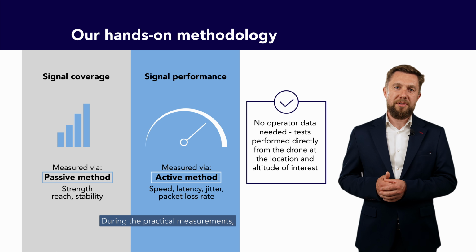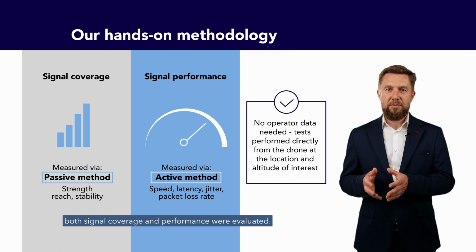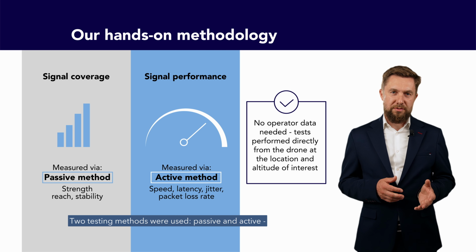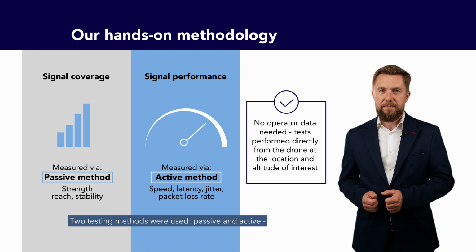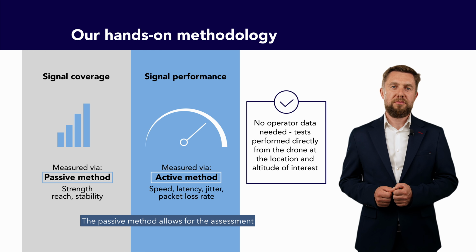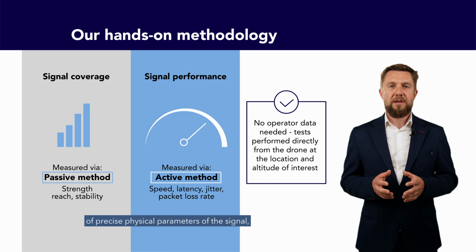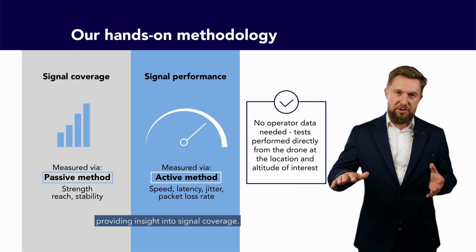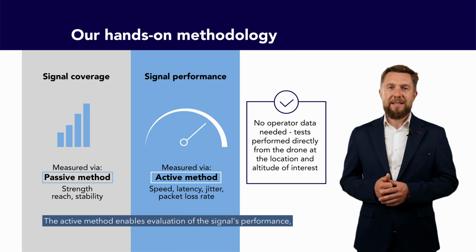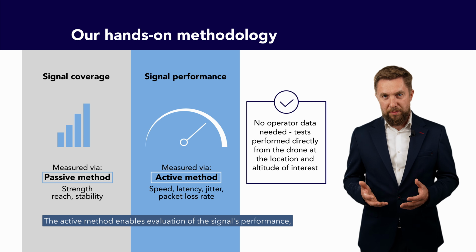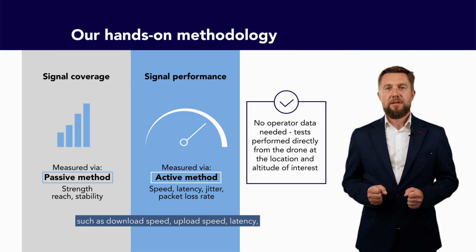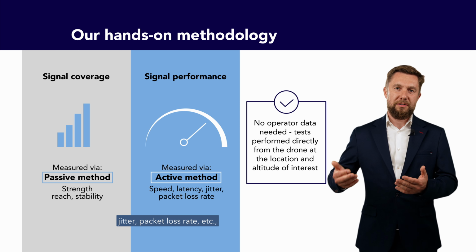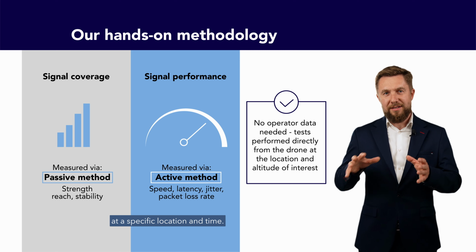During the practical measurements, both signal coverage and performance were evaluated. Two testing methods were used: passive and active. The passive method allows for the assessment of precise physical parameters of the signal, providing insight into signal coverage. The active method enables evaluation of the signal's performance, such as download speed, upload speed, latency, jitter, packet loss rate, etc., at a specific location and time.